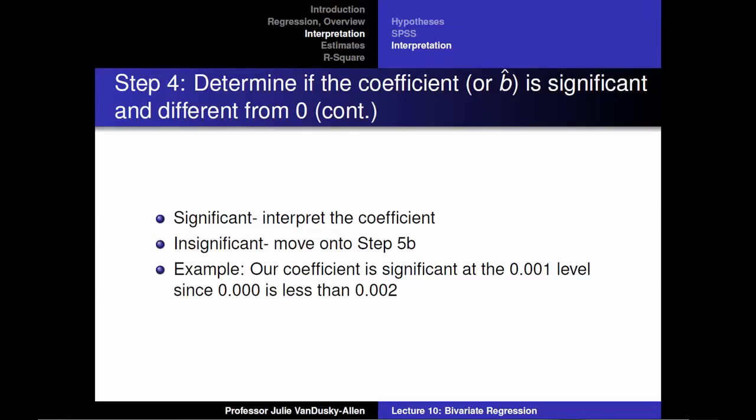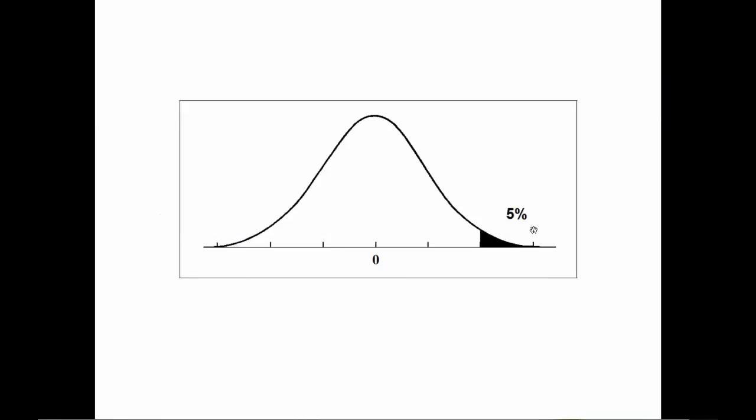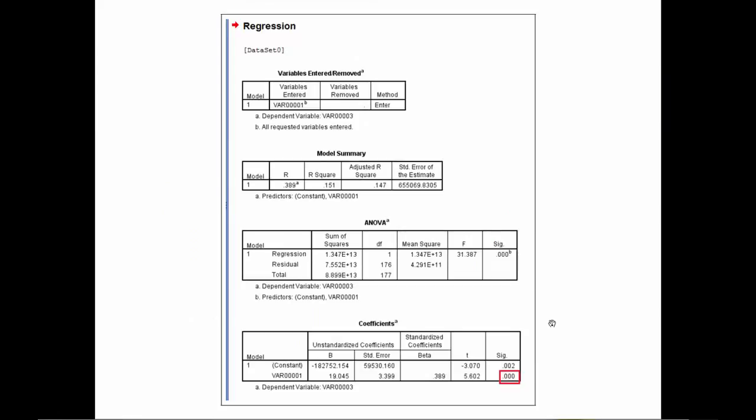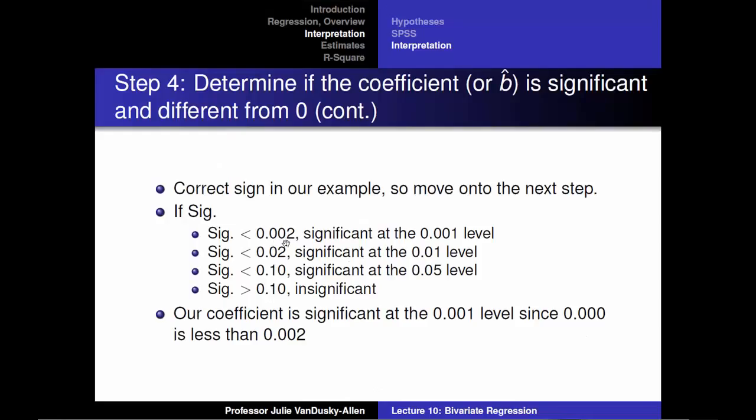Now, if your coefficient is significant, you can interpret it, which I discuss in step 5a. But if the coefficient is insignificant, you move on to step 5b. Going back to our example, our coefficient is significant at the 0.001 level, since 0.000 is less than 0.002.